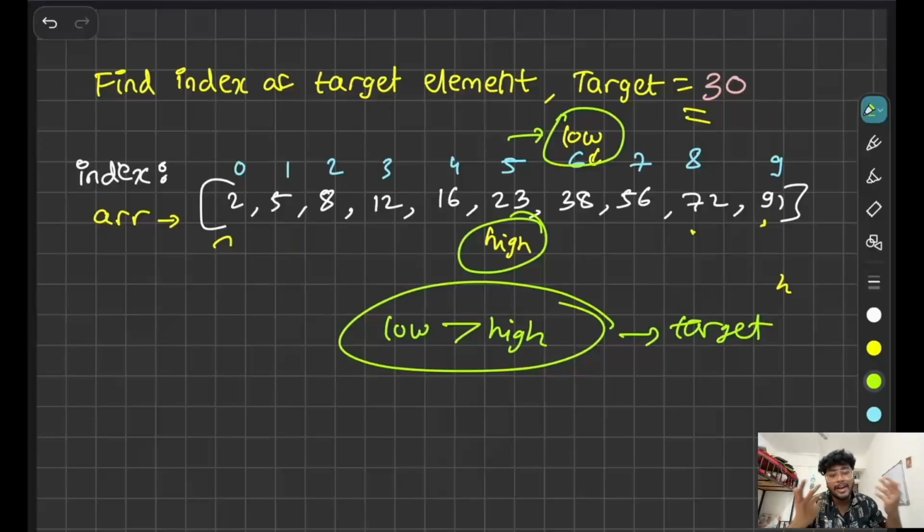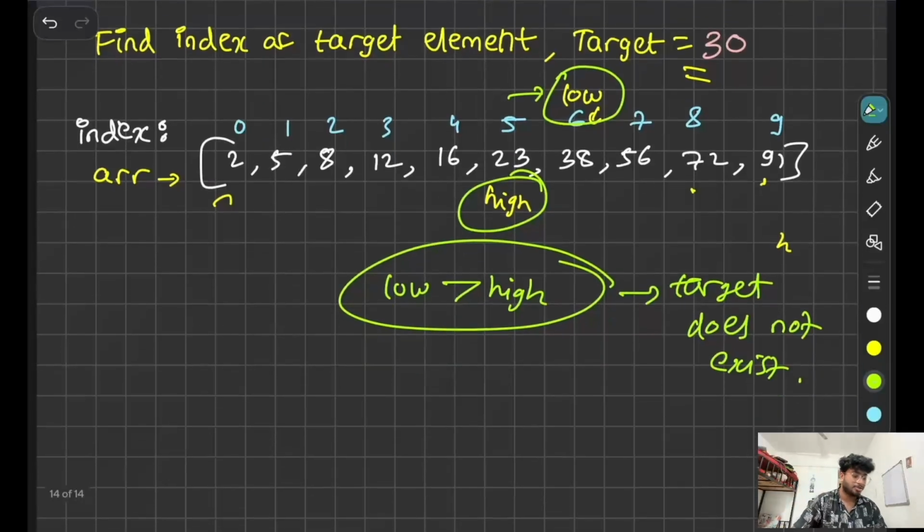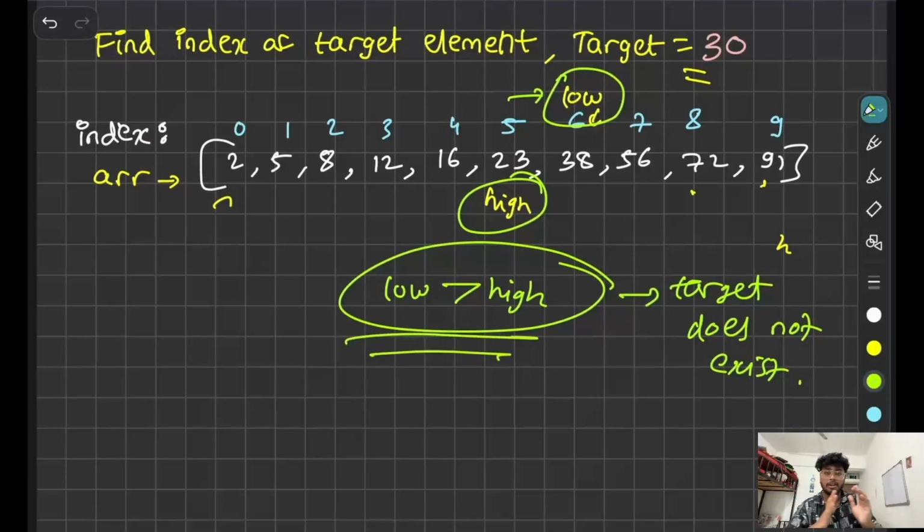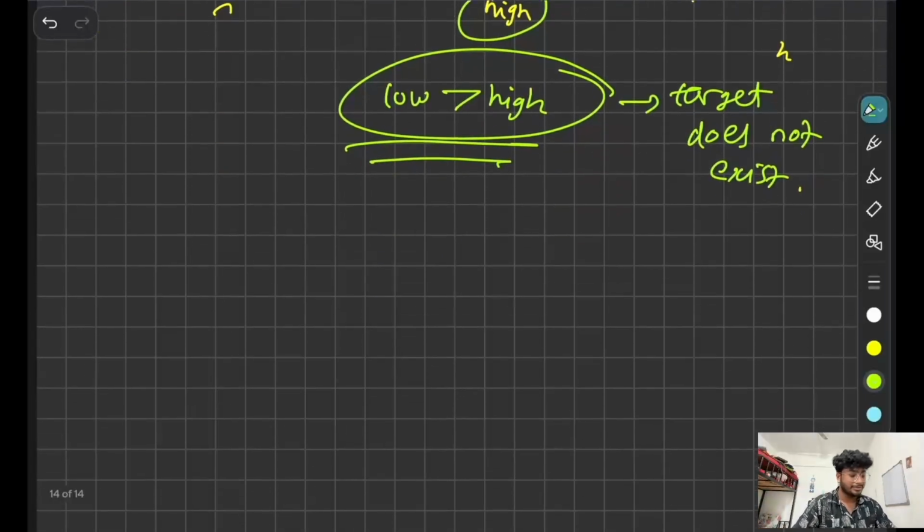So we have already exhausted our search space and we still didn't find the answer. That means target does not exist, right? So if after doing proper binary search, applying conditions, we still didn't find it and we exhausted our search space by seeing low is greater than high, then we can clearly say that the target does not exist in the array, right?